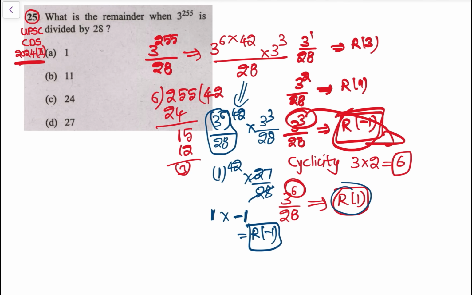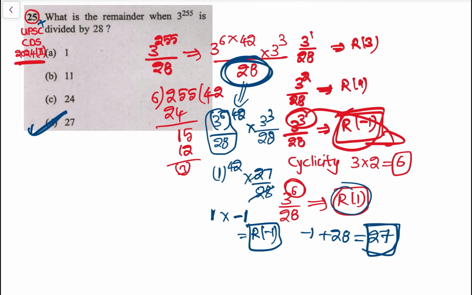अब -1 तो remainder नहीं हो सकता. सो -1 नहीं है तो क्या करना है, उसका नीचे जो divisor होता है उससे add करना है. So -1 plus 28. So that is 27 is the remainder. 27 is the remainder. So again very good question. क्योंकि remainder -1 आएगा overall जब cyclicity use करेंगे.